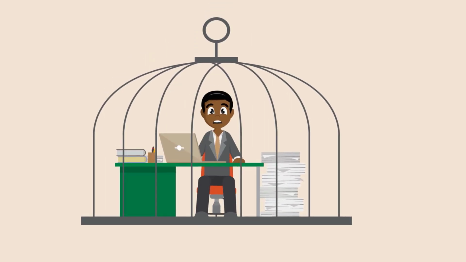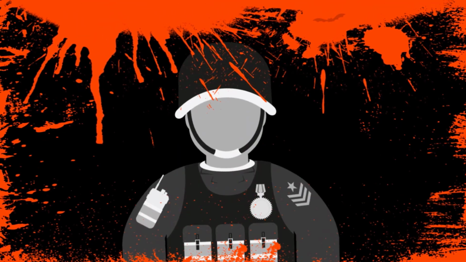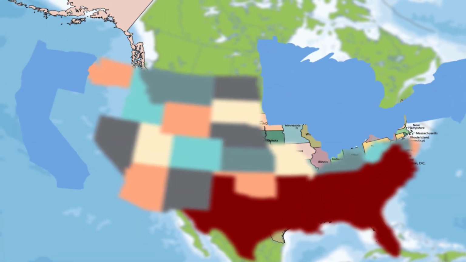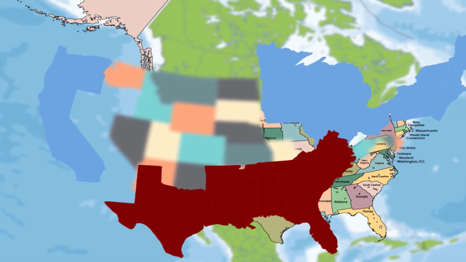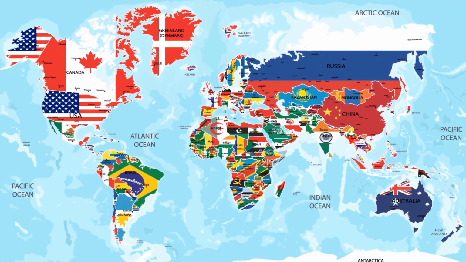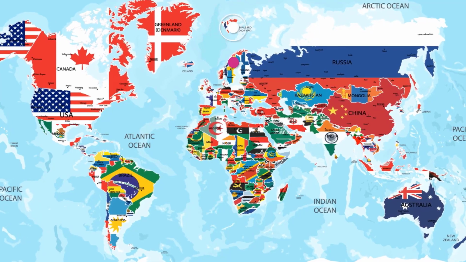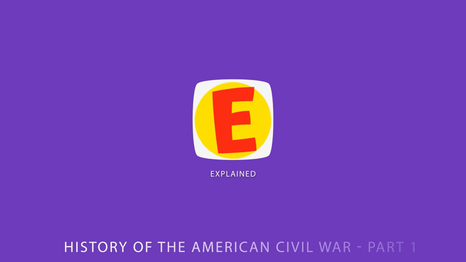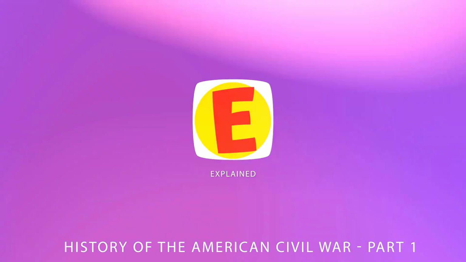The enslavement of African Americans led to a huge and bloody war known as the American Civil War, fought between the northern states and the southern states in America. How did this 4-year war with more than 200 battles shape our entire world? Find out in the latest episode of Explained, History of the American Civil War, Part 1.